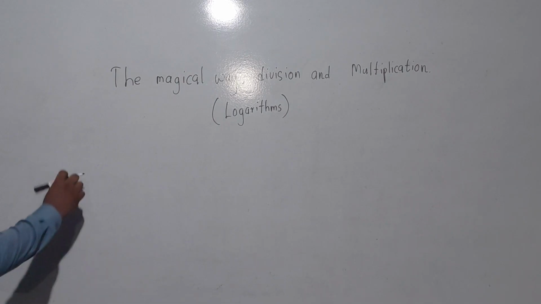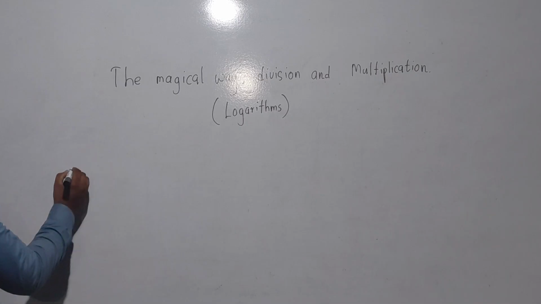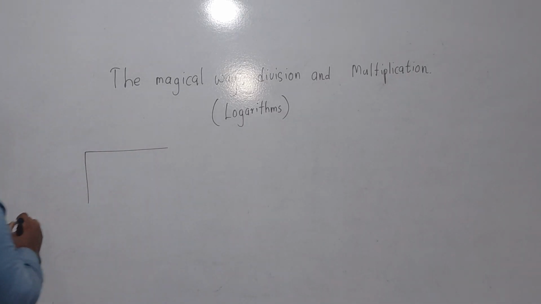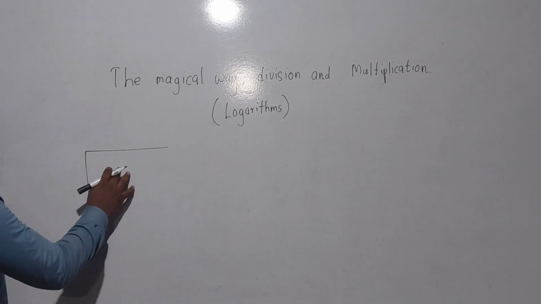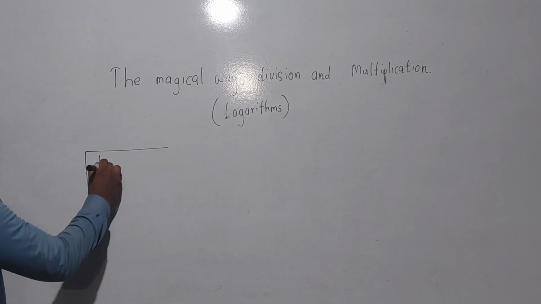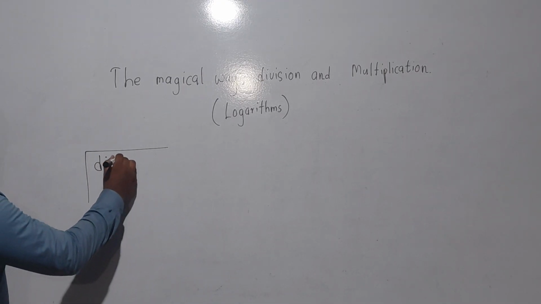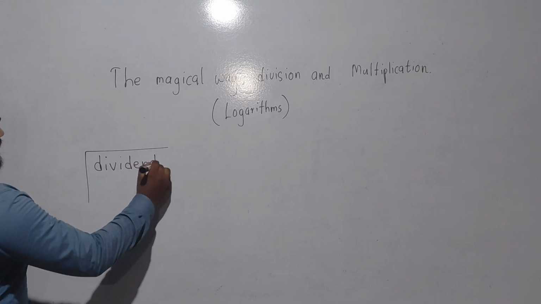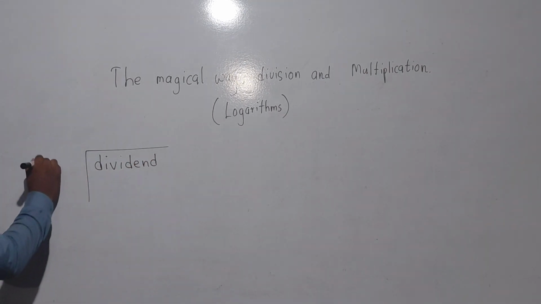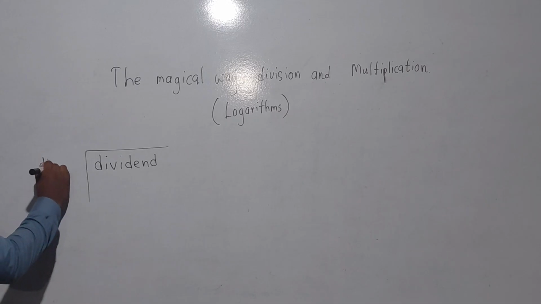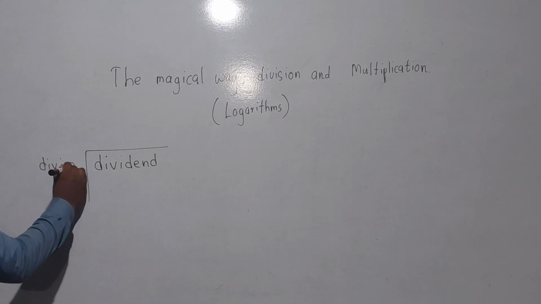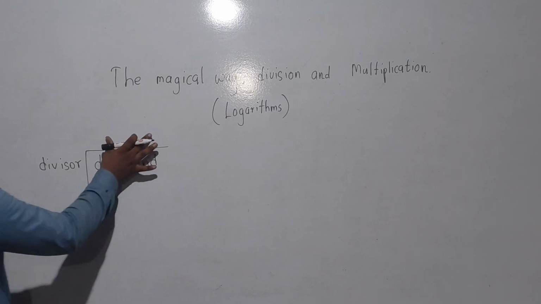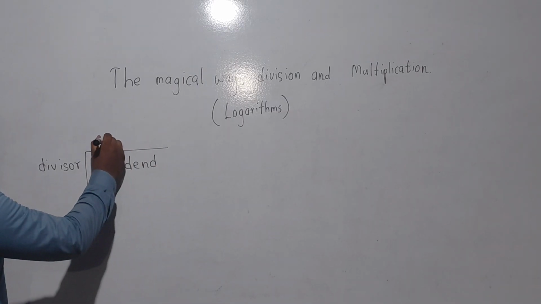Okay, first of all, I will teach you what the parts of a long division are. What is inside the box? It's called the dividend. And what is outside the box? It's called the divisor. And what is the answer you are getting? That's known as the quotient.